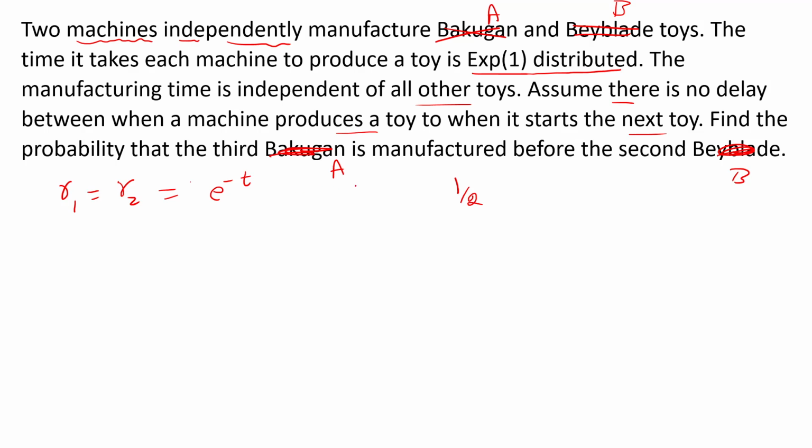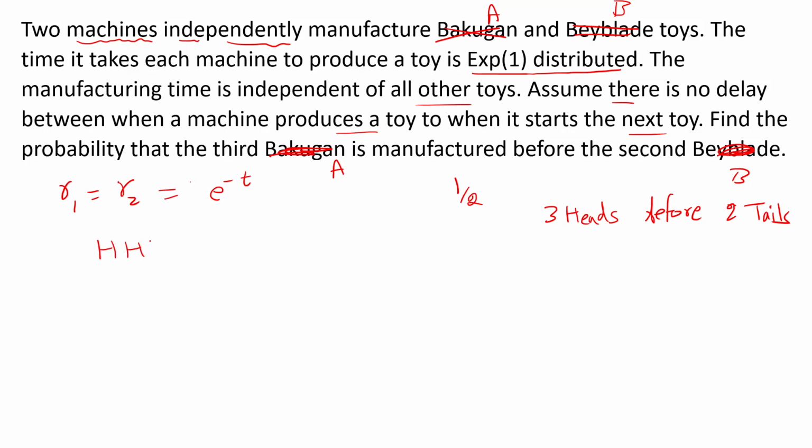So the question boils down to the probability that the third A is manufactured before the second B, which is exactly the same as getting 3 heads before 2 tails. So this question becomes this question. Why? Because the probability is half. If it was not half, then it would have been different. So 3 heads before 2 tails is very simple.